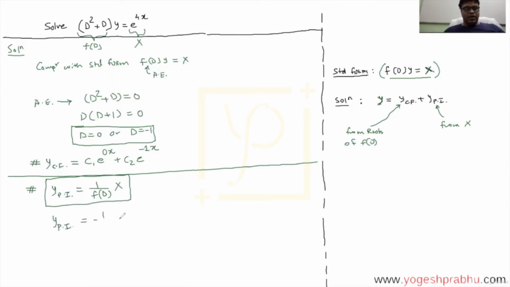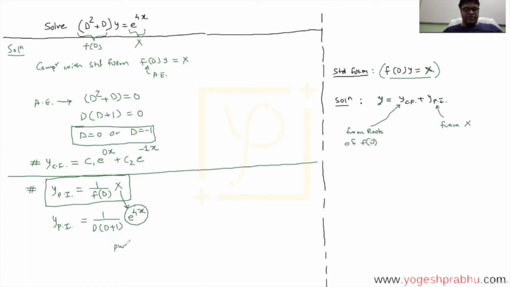So now let me write y_PI. It is equal to 1 upon f(D), which is D squared plus D. I can write it as D(D plus 1), the simplified version of D squared plus D anyway. Now X is going to be the right hand side, which is e raised to 4x. Whenever your X is e raised to ax, which is our case right now, we substitute D equal to a, where a is the coefficient of x inside the e to the ax term. So now a is 4.